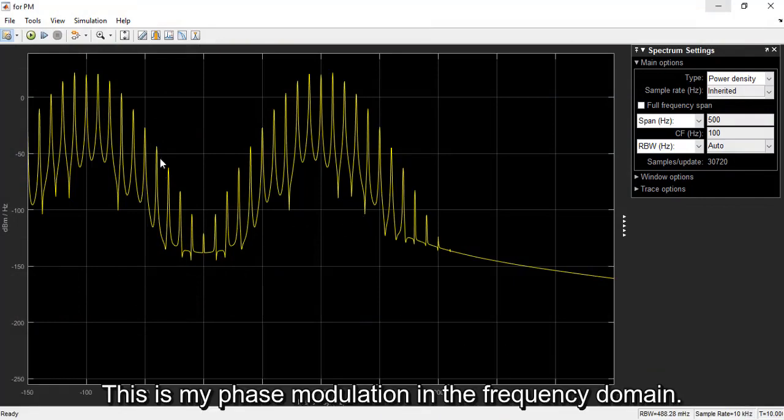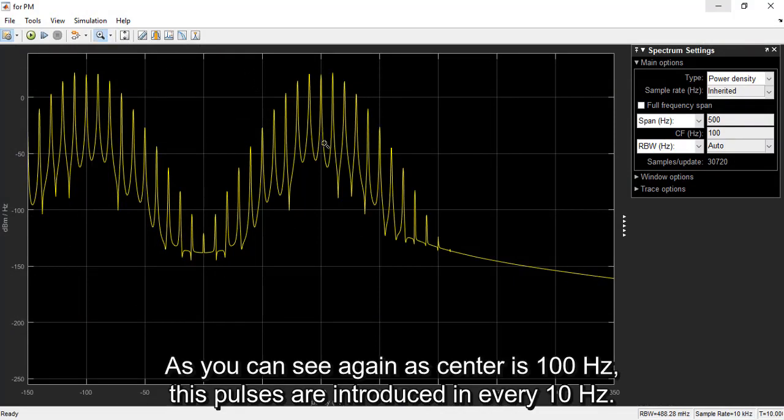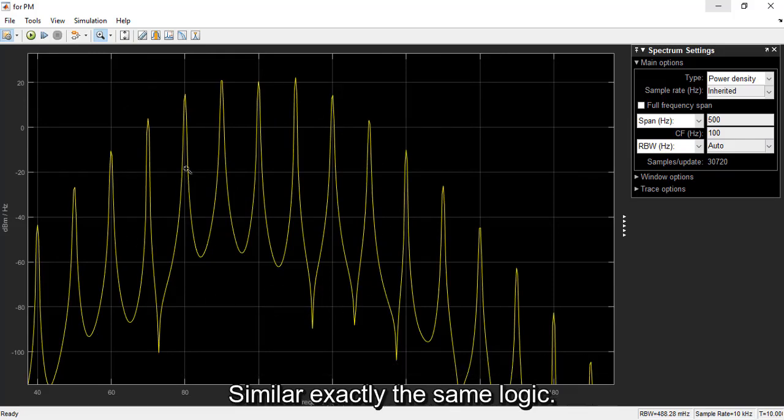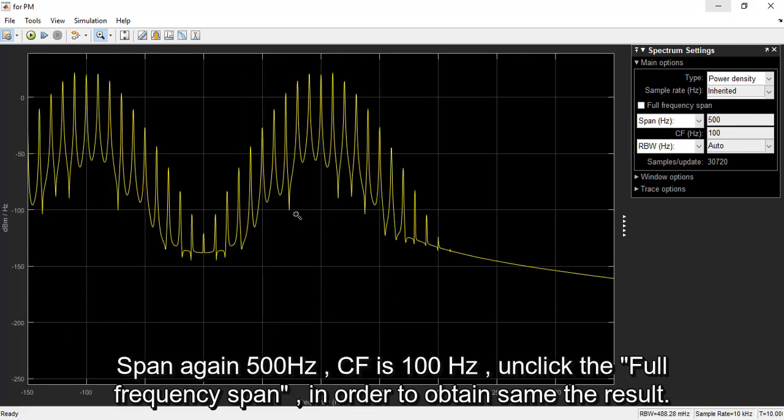This is my phase modulation in the frequency domain. Let's zoom in. As we can see, again the center is at 100 and the spikes are introduced every 10 Hertz. Similar, exactly the same logic. Span again 500, carrier frequency the same. Unclick the full frequency span in order to obtain the same result.